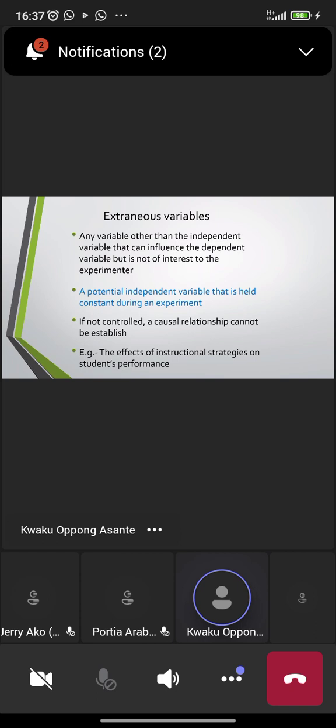So if you don't control for all these four things that I've mentioned, your result will not be accurate. You cannot have internal validity. So as much as possible, if you don't control for extraneous variables, in some textbooks, they also call it confounding variables. So extraneous variables can also be called confounding variables.